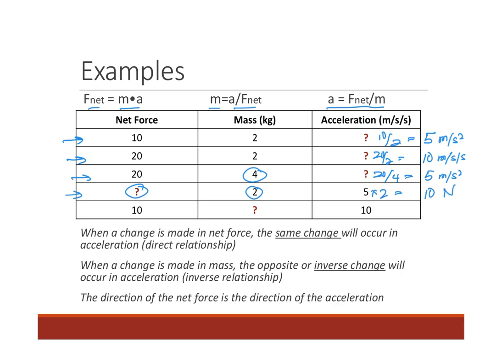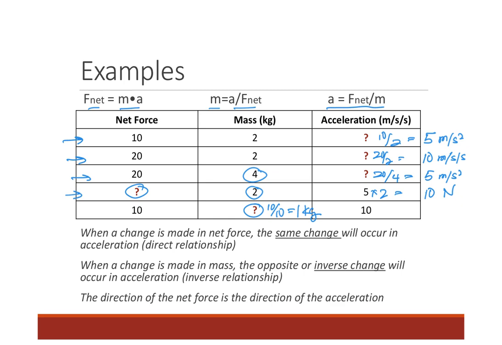And then our last one, we have a force of 10 and an unknown mass, with an acceleration of 10. So in order to figure out mass, we take the acceleration and divide it by the net force. So 10 divided by 10 is going to give us a mass of 1 kilogram.